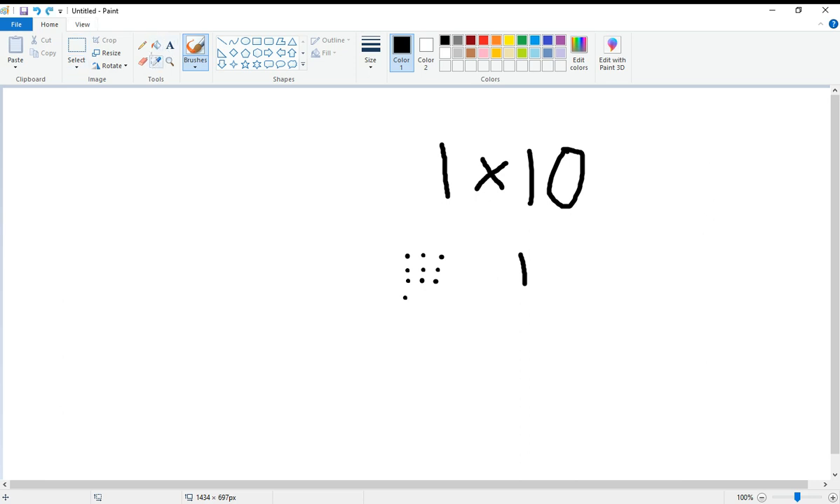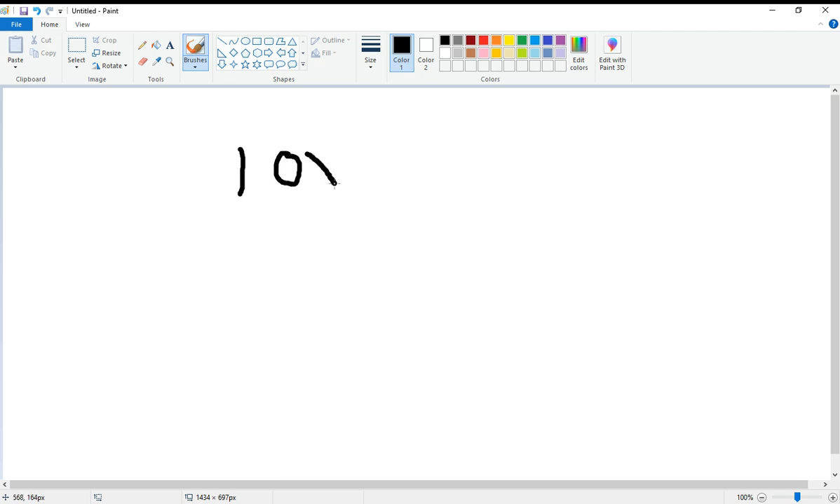What is 10 times 10? And those of you who remember learning about exponents, remember that 10 times 10 is another way of saying 10 squared. So 10 times 10 is 100.